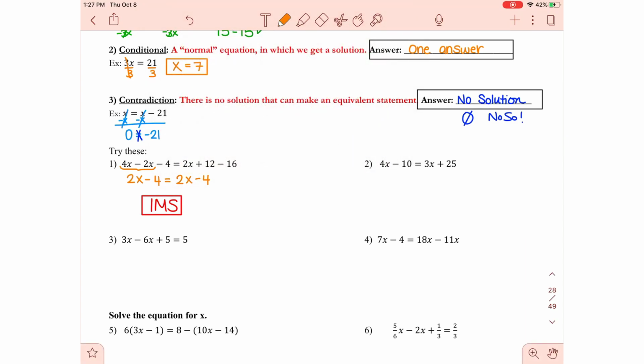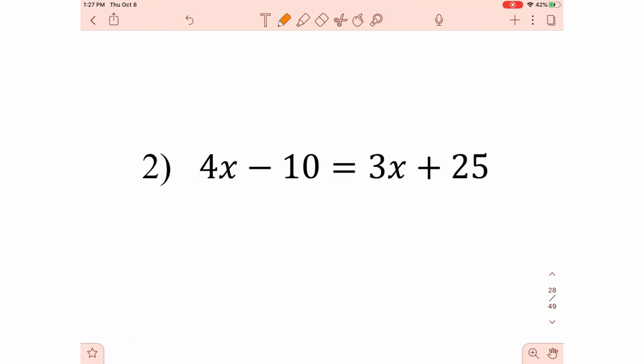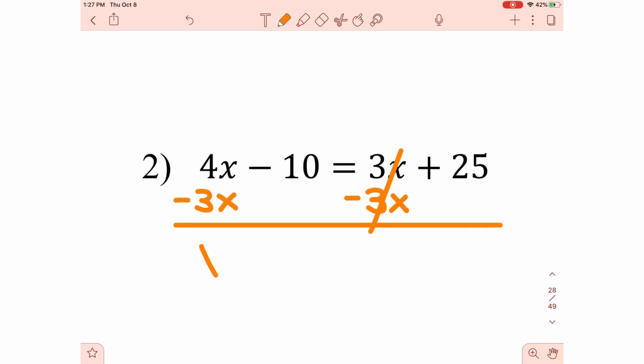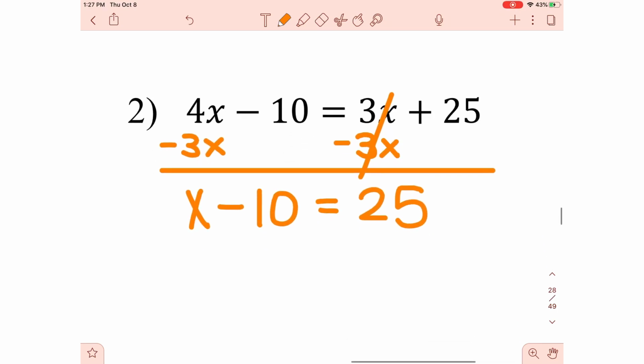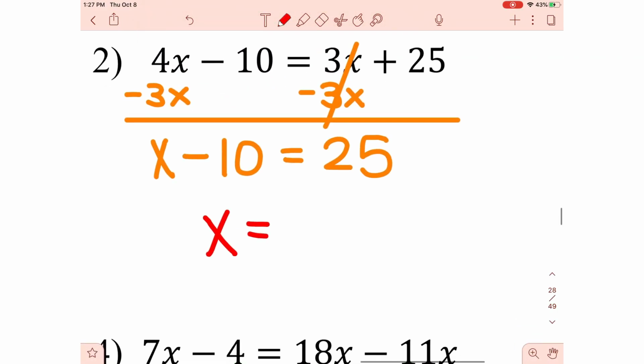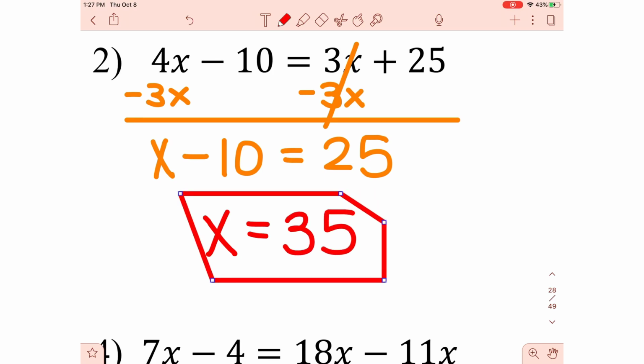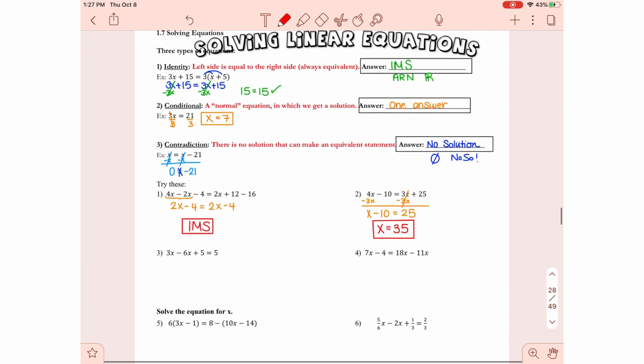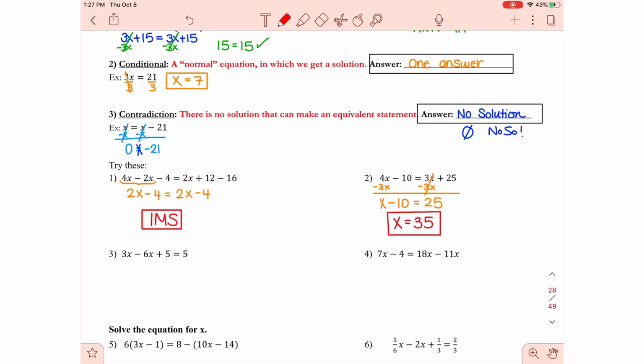Number 2, I'm going to move over the x's, so I'm moving the x to the left side. I'm left with x minus 10 equals 25. Add the 10 over. I'm not going to show every step. You guys have seen these problems before. So add 10 over to the other side. 25 plus 10 is 35. Kind of a weird shape, but we'll go with it. All right, this is obviously a conditional equation where I got one answer. Totally fine, totally normal.